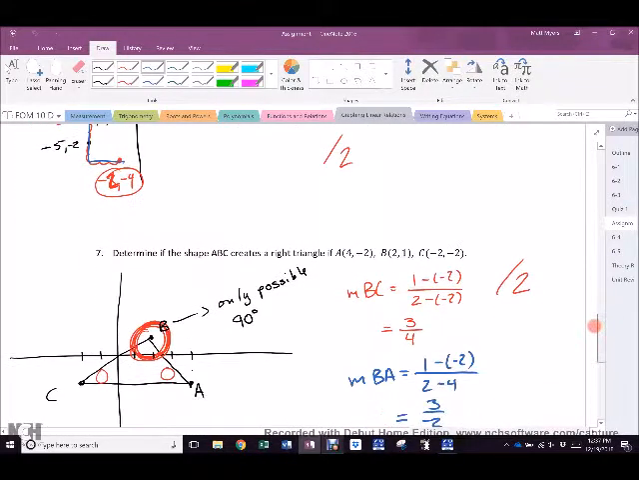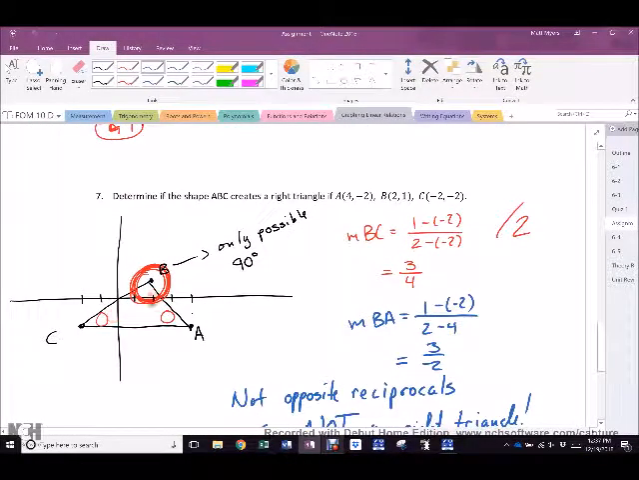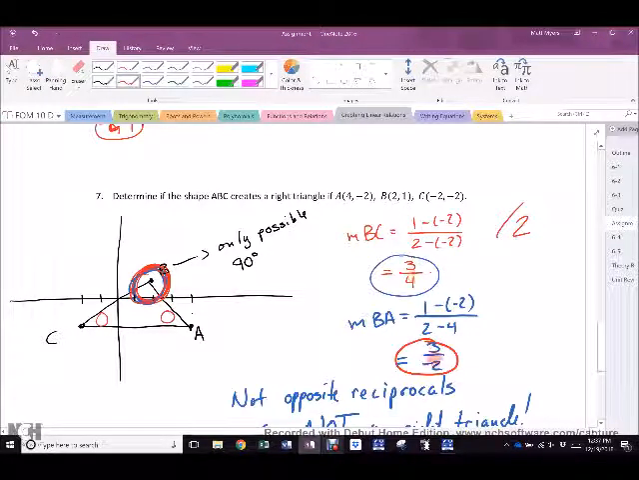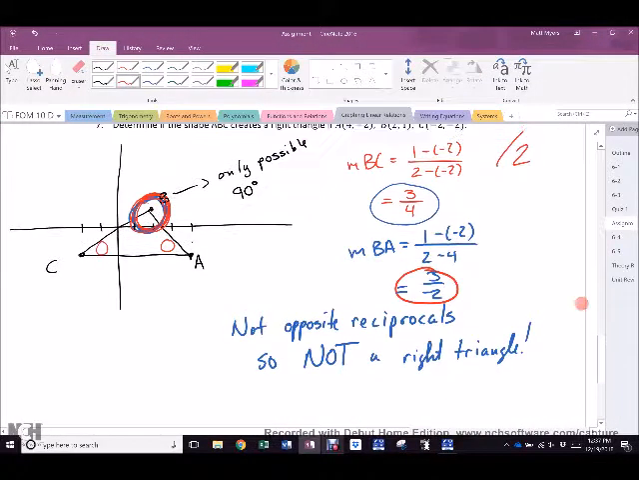And lastly, when you sketch it out, you see that this is the only angle worth checking, because these 2 can't possibly be 90. So you check the slope of CB, which was -3/4. You check the slope of BA, which was -3/2. Even though one was positive and one was negative, they weren't reciprocals, so it's not a right angle triangle. Okay?